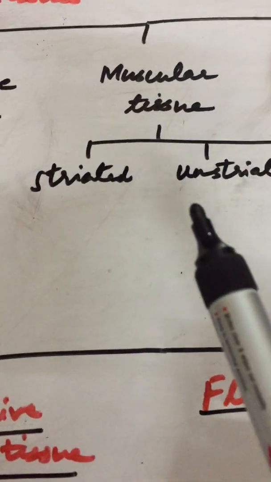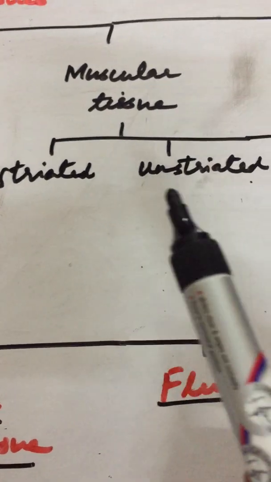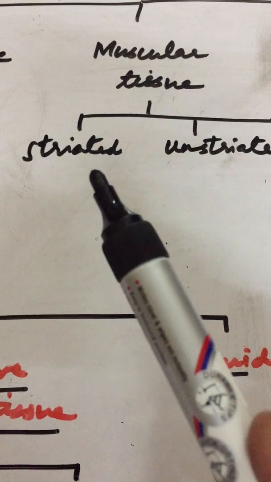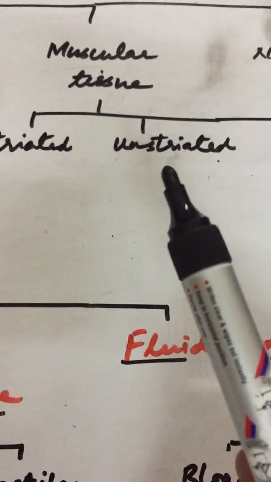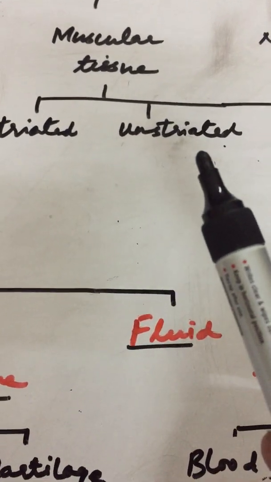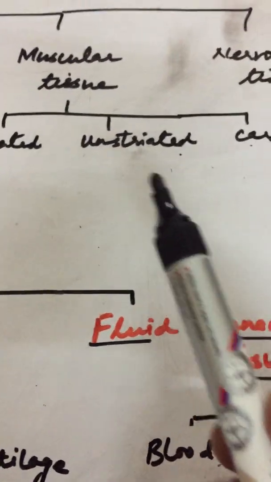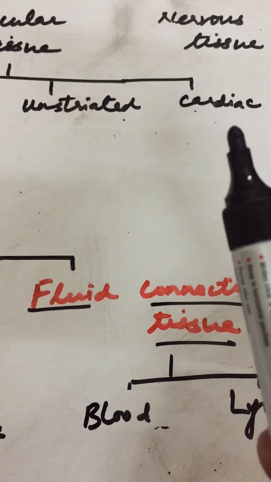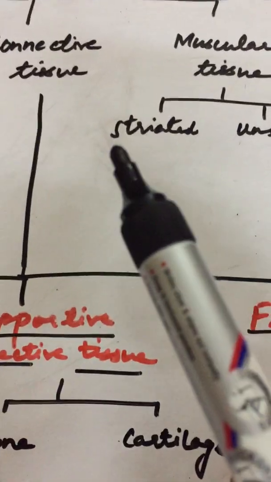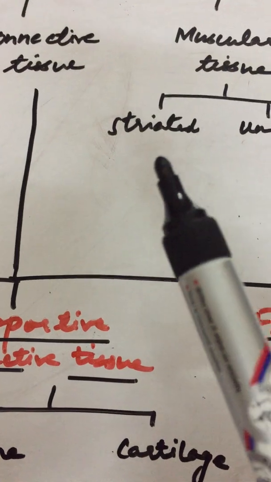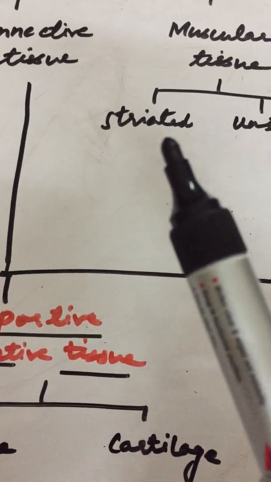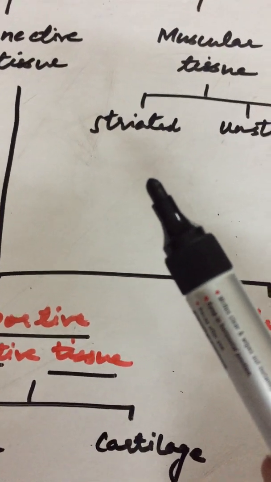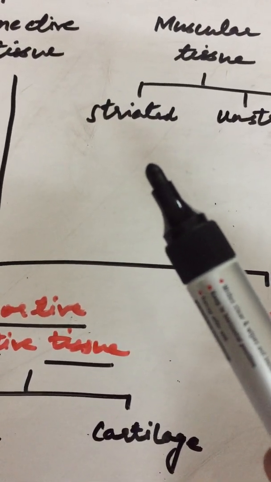Then we have muscular tissue. Muscular tissue is of three kinds. Striated, that means having stripes, also called skeletal muscles. Unstriated, not having stripes, also called smooth muscles. And cardiac muscles, as the name says cardiac, present in the walls of the heart. Striated muscles which are having stripes are present in the arms and legs. These muscles are voluntary muscles. Voluntary means under the control of our will.